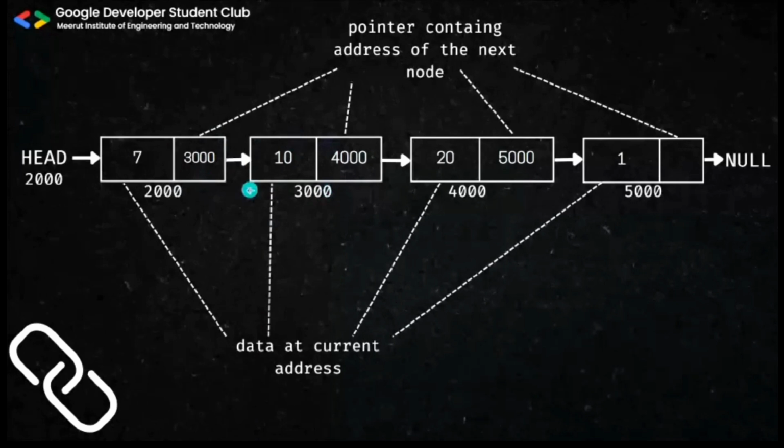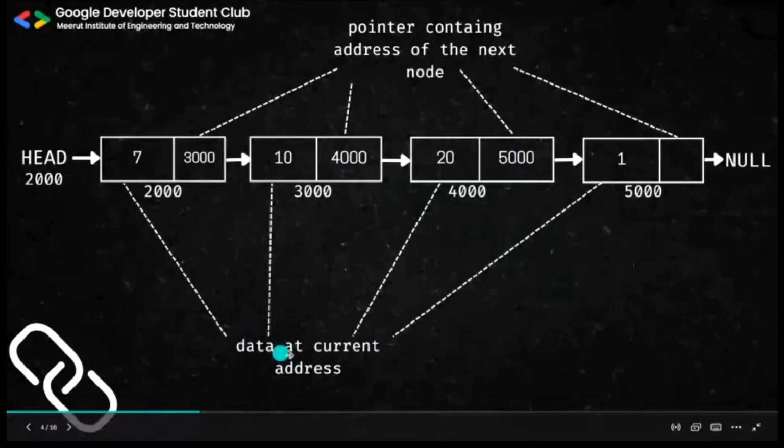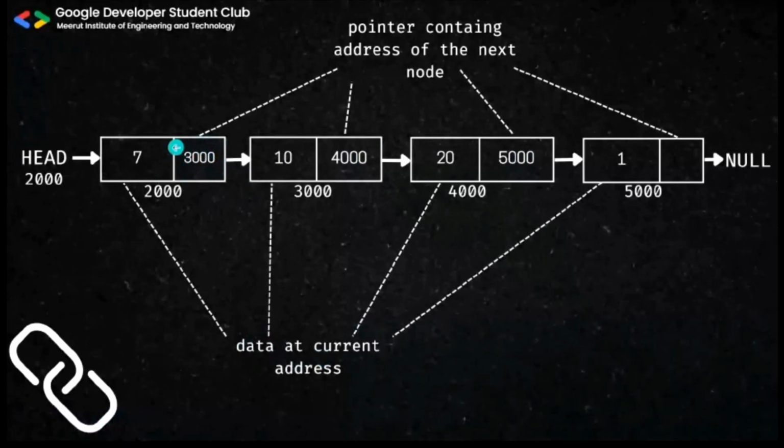Over here we see our next node, which consists of 10, that is the data at the current address. So these 7, 10, 20 and 1, these are the data at the current address, and the next field in a node is a pointer which contains the address of the next node. So you can see over here, this node is storing address 4000. So we go to the location 4000. That is our next node, which consists of data value 20. And the next address is 5000.